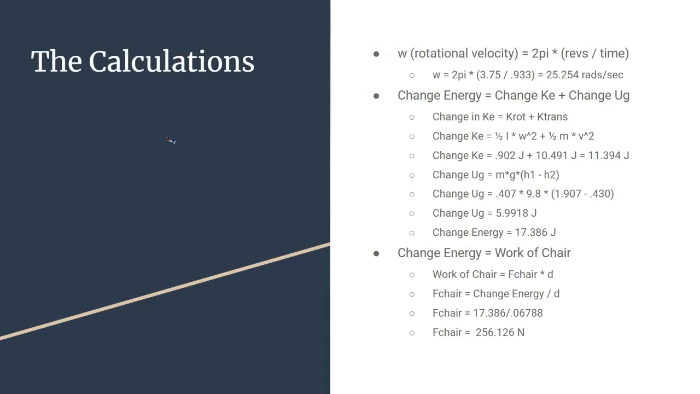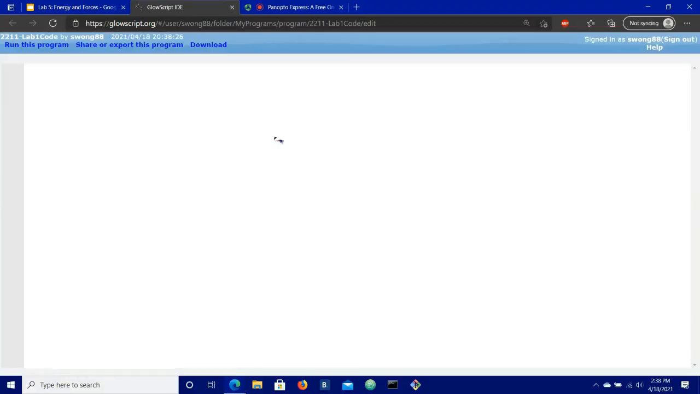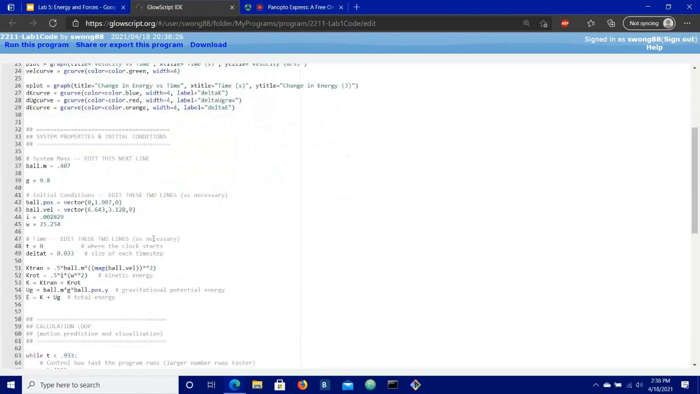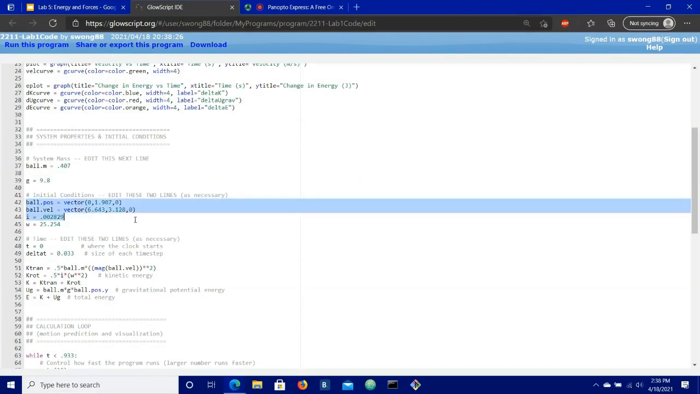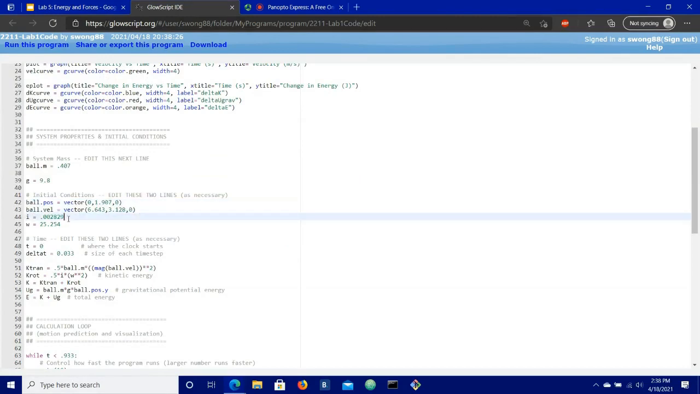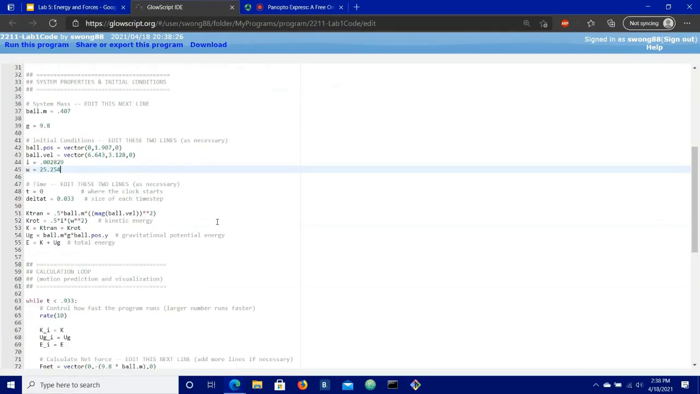Using the formulas that we use for the calculations, we can actually construct a model in our GlowScript. So here we are in the code with the basics of the system: mass, gravitational acceleration, the initial position and velocity of the ball, the moment of inertia for the ball, and the angular velocity for the ball.